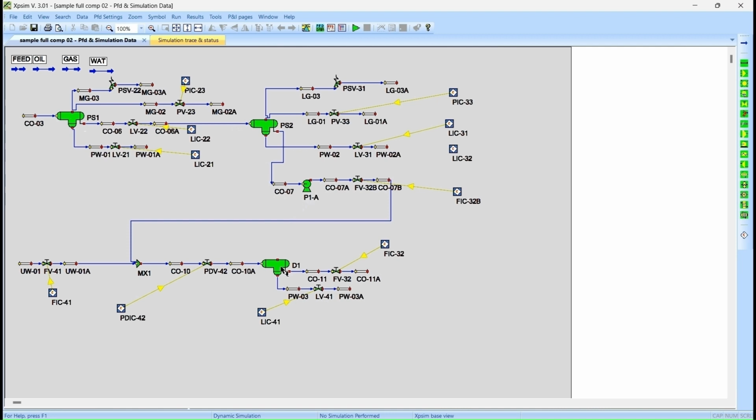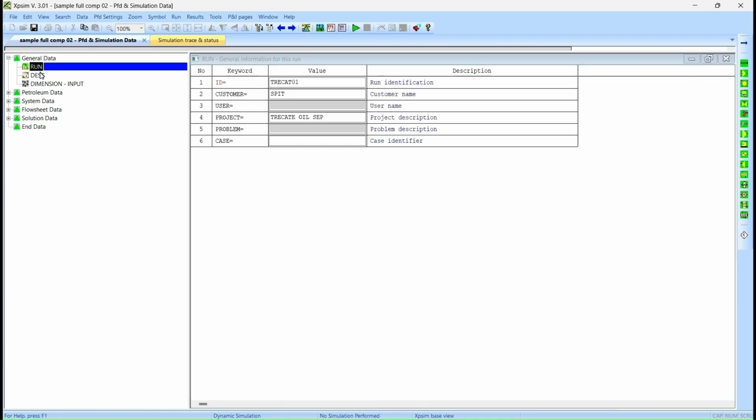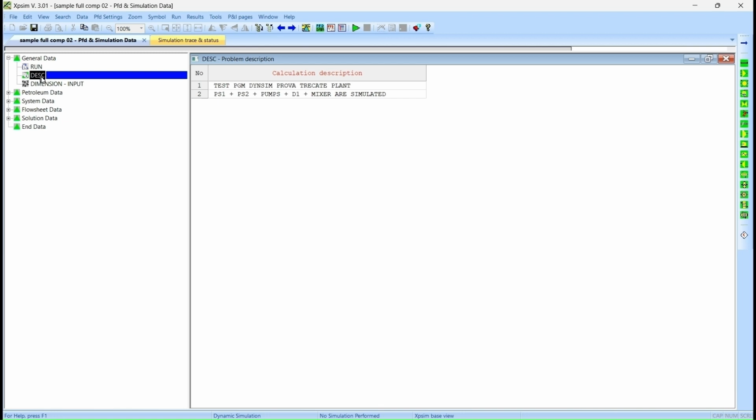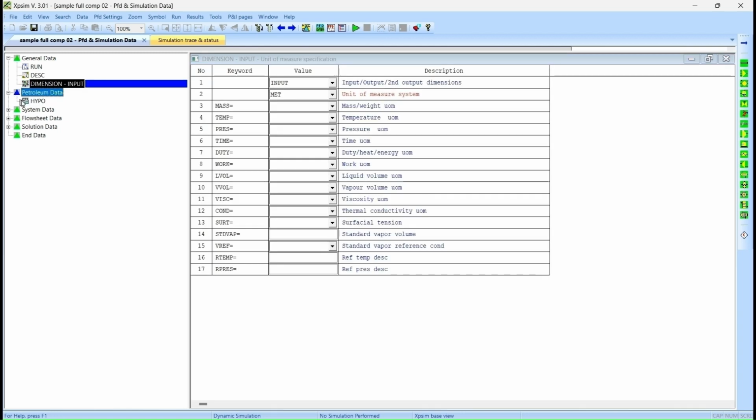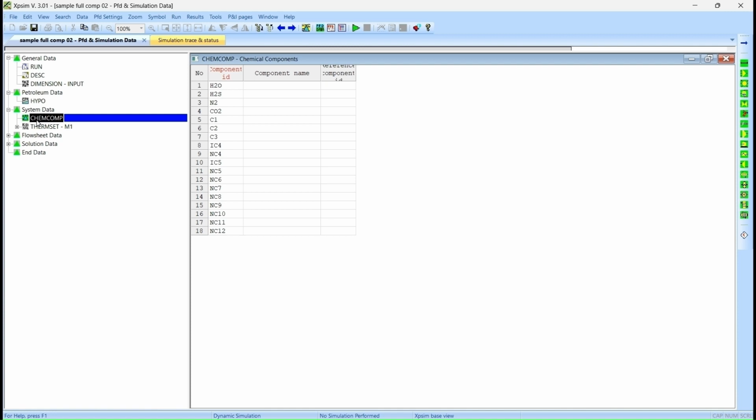The two separators are equipped with pressure safety valves PSV22 and PSV31. 11 controllers are also defined. Let's have a fast look at the main input statements. One petroleum component is specified. The component list includes water, hydrogen sulfide, nitrogen, carbon dioxide, and light hydrocarbons from methane to normal dodecane.